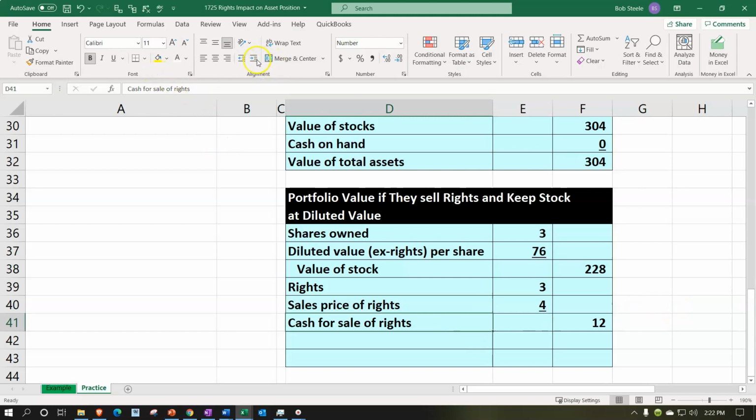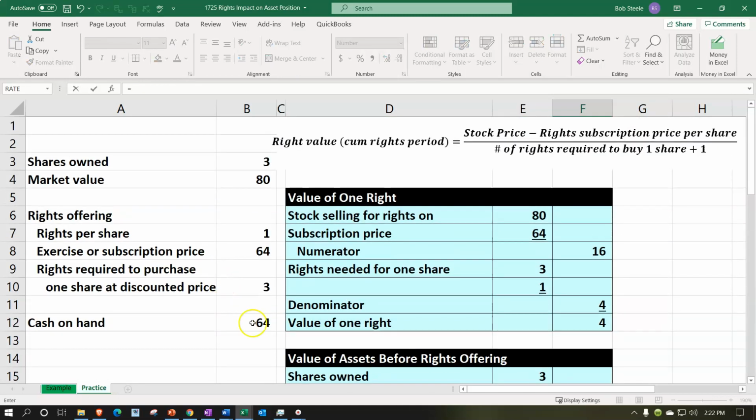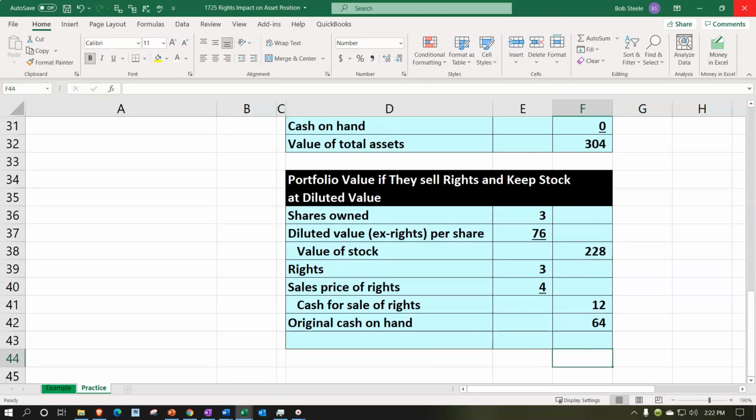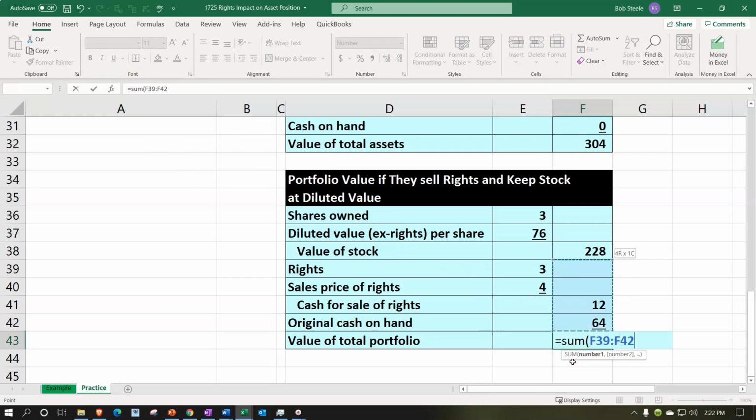So we've got that cash now, and then we have our original cash that we didn't spend. We didn't spend the 64 to exercise the option, so we still have that 64 cash. And so let's underline that, font group and underline. That's going to give us our value of the total portfolio in that case. So if we sum this up, equals the sum, and we underline that, we go to the font group and underline. Hold on a second, I missed a number. Equals the sum of these three numbers. That's going to give us our 304. So we end up with that 304.